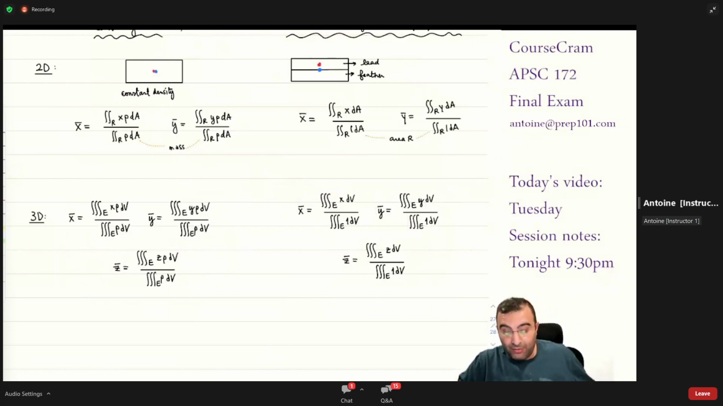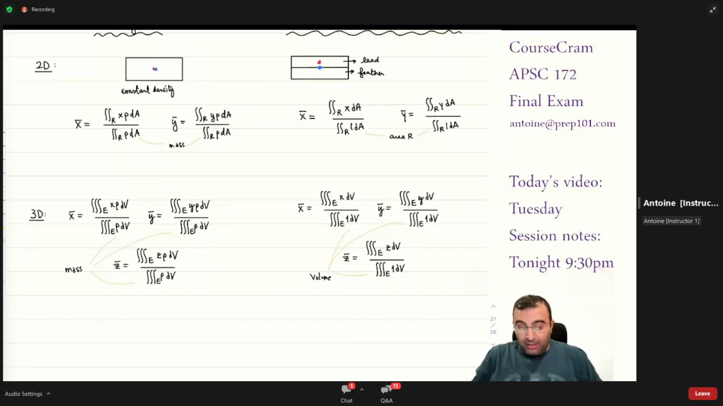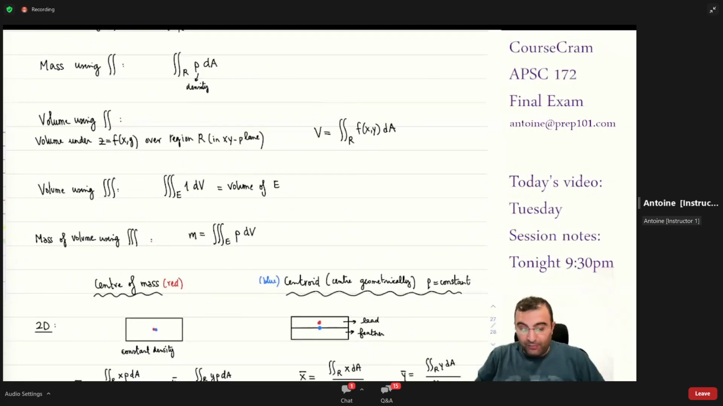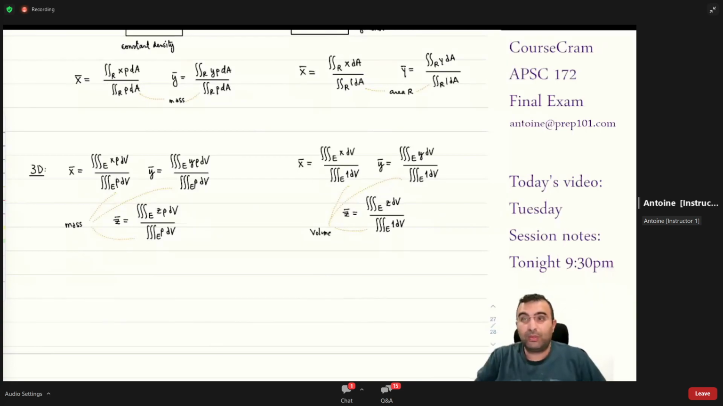Again, this is the center of mass, and this is just the centroid, where it's the geometrical center. All of these are the mass, and this is just the volume. These are literally all the formulas. Volume, mass, area, anything that we encounter will be on this page. The trick is now to just practice.